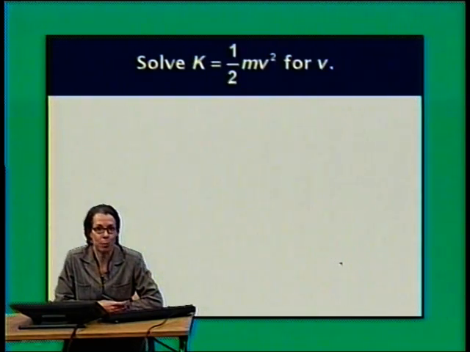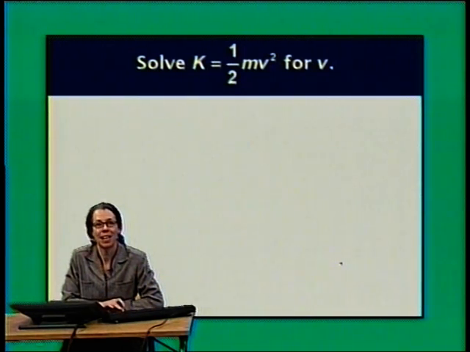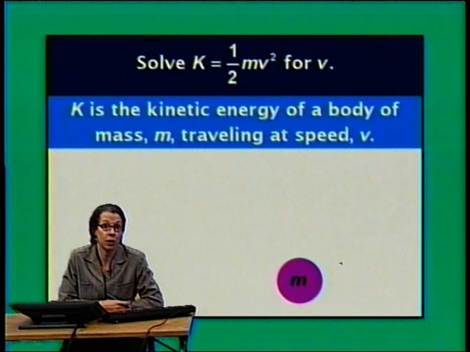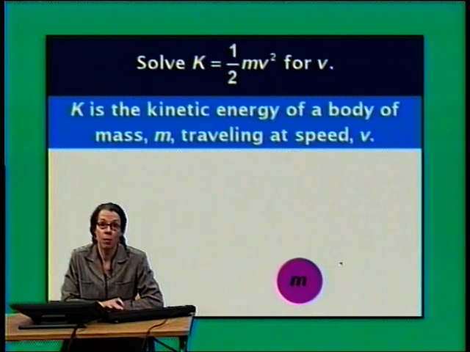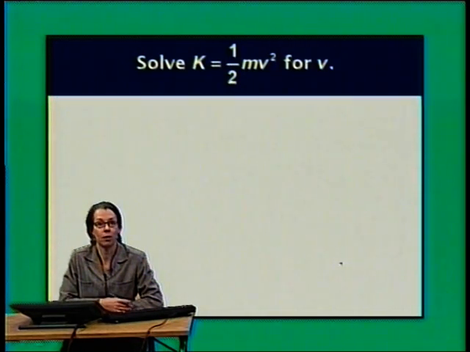Here's another example. K equals 1/2 mv squared, and we're asked to solve for v. We're asked to solve for the factor that's squared because we're solving quadratic equations. Now I like to know where my formulas are coming from. This is a formula from physics. K is the kinetic energy of a body of mass m traveling at a speed v. But we're just asked to work with this mathematically and solve for v.